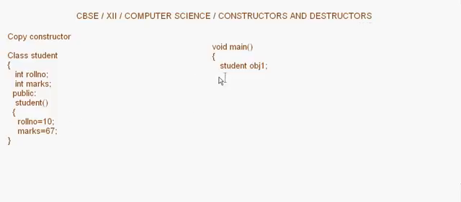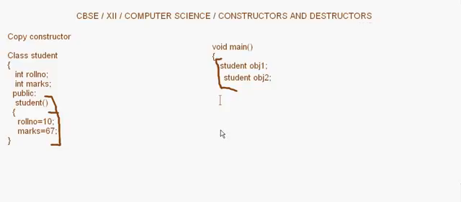So if I make one more object, that is student obj2, this constructor will again be called. So both of them, the student obj1 and student obj2, they are going to call this constructor. So two objects will be made like this. Fine. Now let's look at a copy constructor.